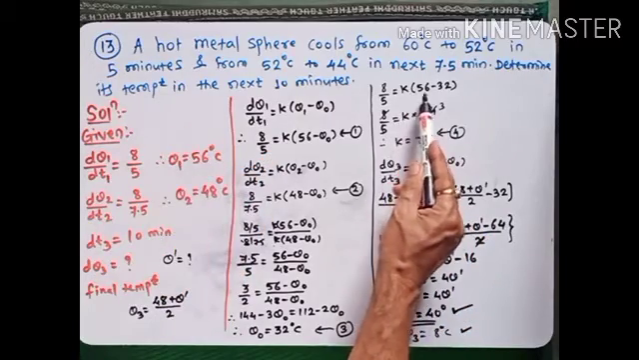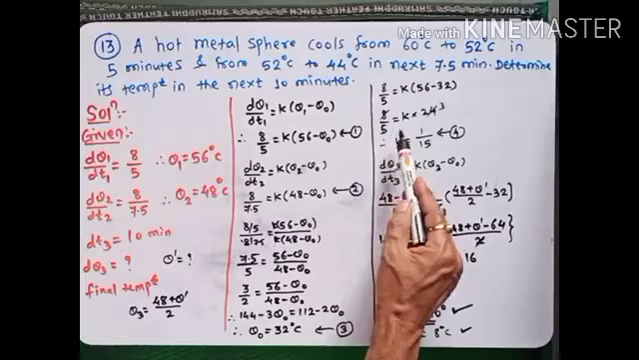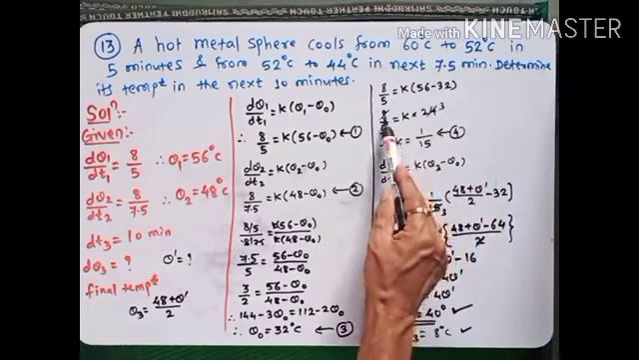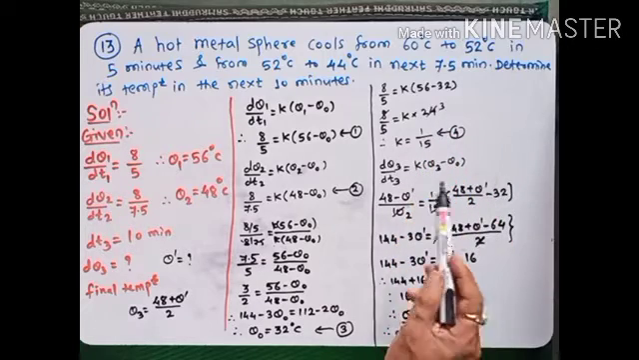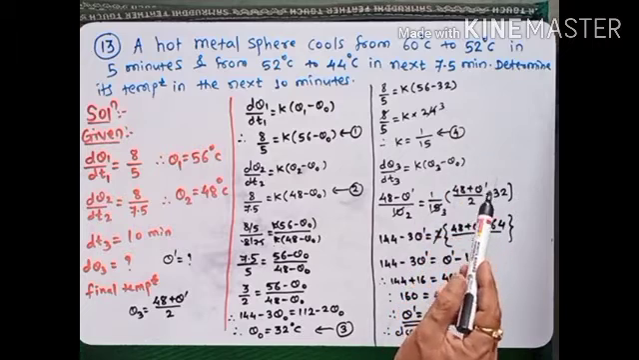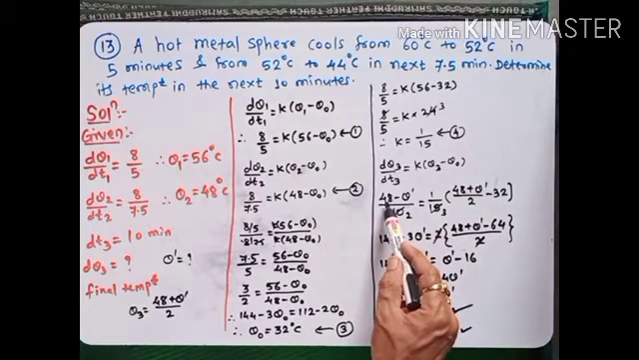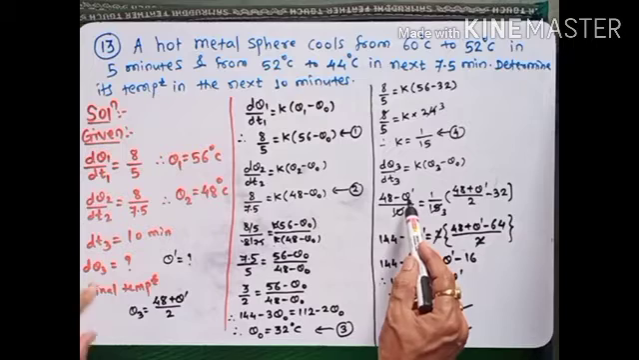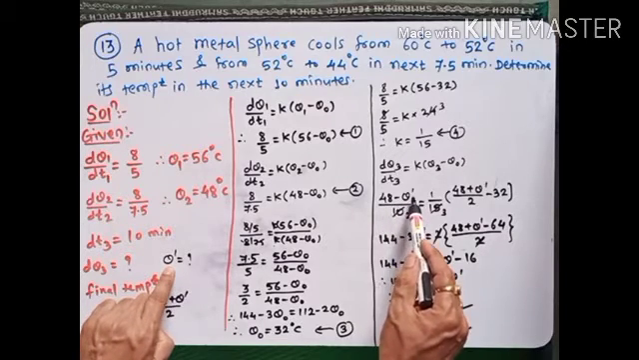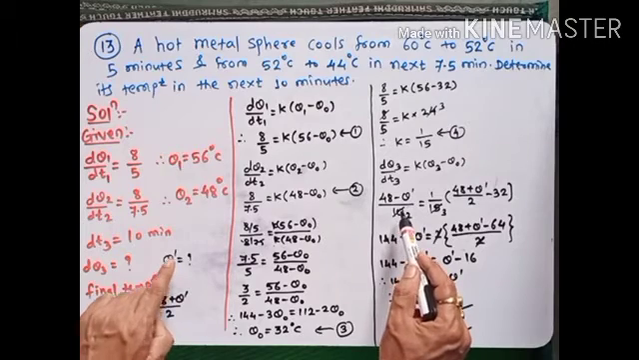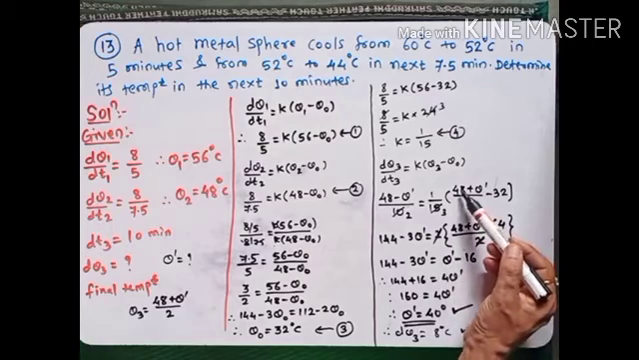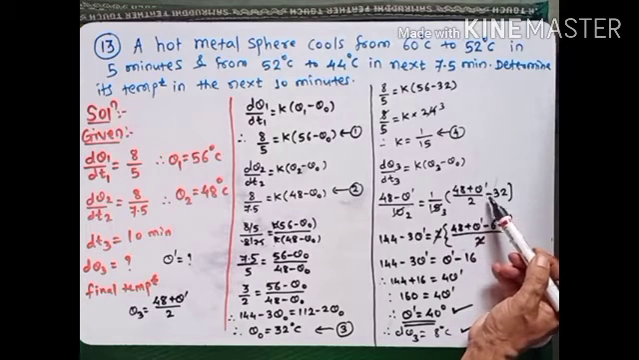8 by 5 equal to k into 56 minus 32. 8 by 5 is equal to k into 24, since 56 minus 32 means 24. 8 into 3, and k equal to 1 by 15. Now third, d theta 3 upon dt 3 equal to k into theta 3 minus theta 0. Then we take here 48 minus theta dash. We consider this final temperature, d theta 3: 48 minus theta dash upon dt 3. dt 3 is given, 10 minutes, equal to 1 by 15 into 48 plus theta dash upon 2 minus 32.